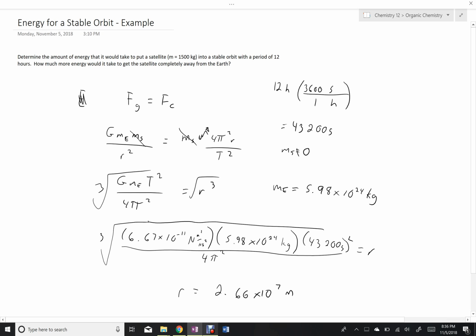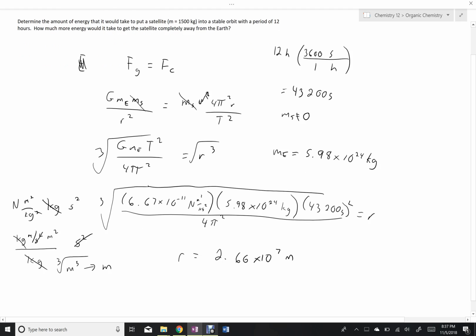It'll be kind of interesting to look at what happens with the units in here. So I have newton meter squared per kilogram squared. I've got the mass of the Earth in kilograms, and then when I square those seconds, I'll have seconds squared. So one of the kilograms will cancel, and then remember that a newton is equal to a kilogram meter per second squared. So we'll have kilogram meter per second squared times meter squared divided by kilograms times seconds squared, and the seconds cancel the seconds and the kilograms cancel the kilograms, and we're left with meters cubed. Then we cube root it, and that's how we get back to meters. Anyway, so that's the radius associated with the stable orbit that has a period of 12 hours.